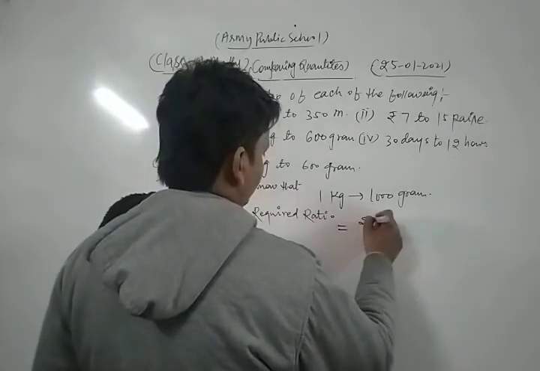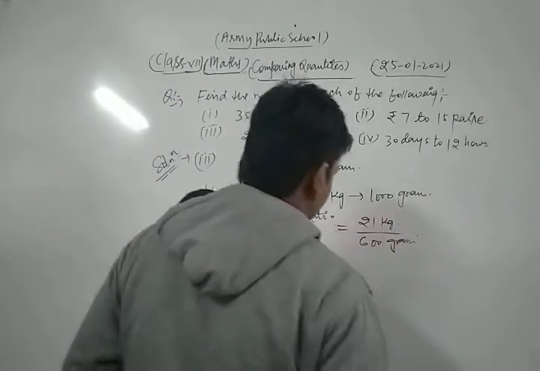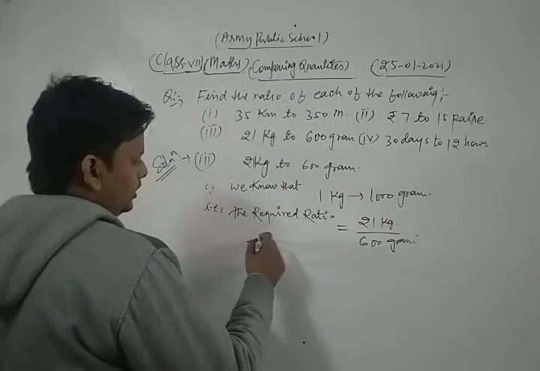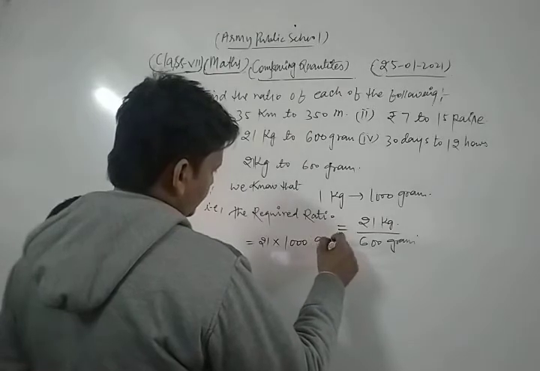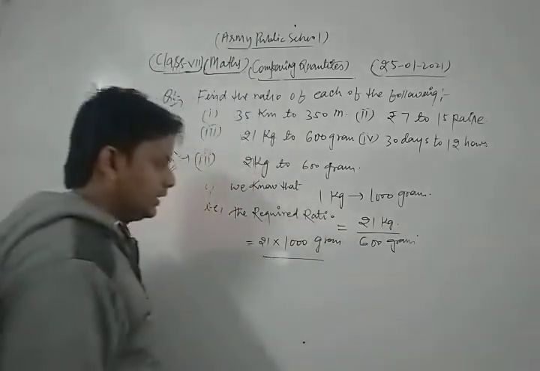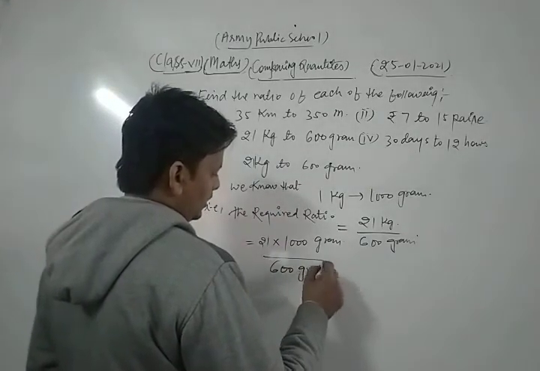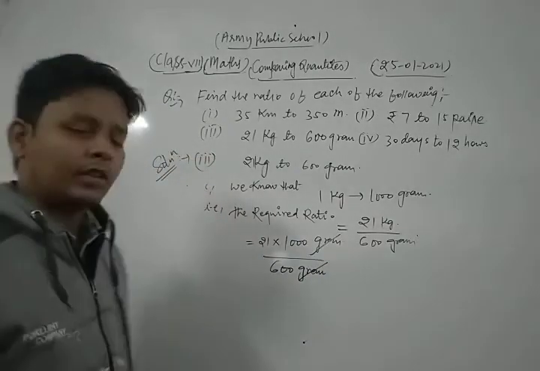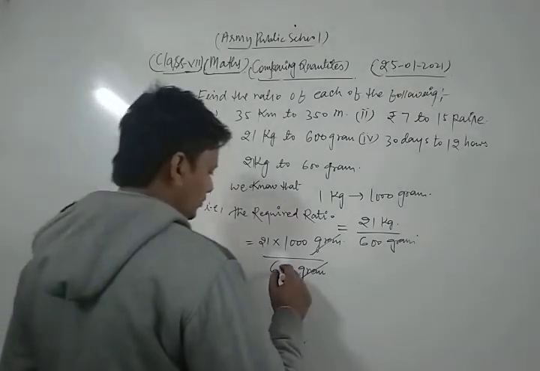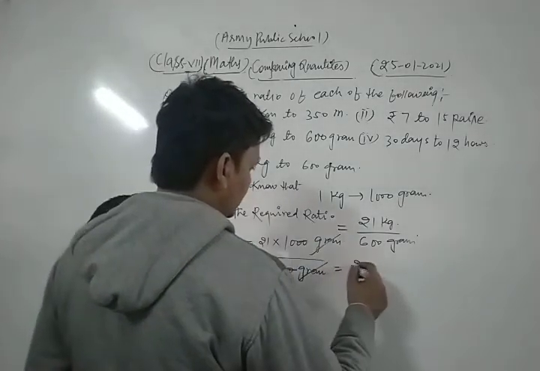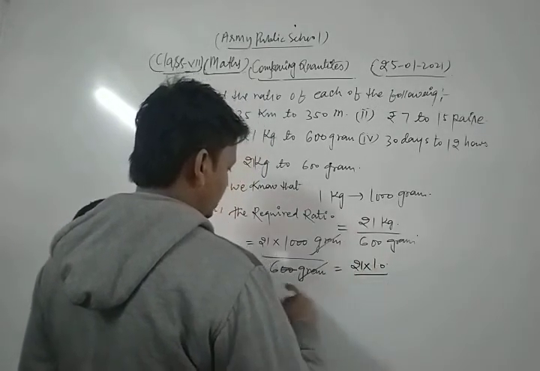The required ratio is 21 kg upon 600 gram. So we write 21 into 1000 gram upon 600 gram, as the denominator as it is. Now gram cancels with gram, and the 0s also cancel each other, so we get 21 into 10 upon 6.